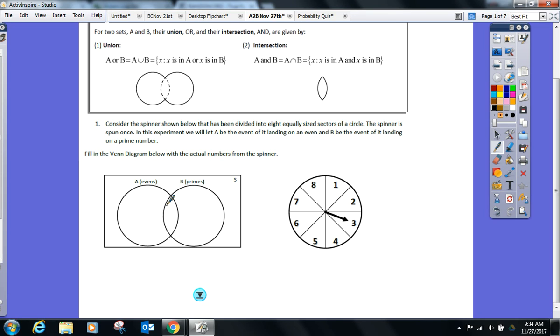So the first one we have is the number 1. I know this is always a tough one to remember: 2 is the first prime number you encounter. So 1 is not prime, and is it even? No, so it doesn't fall in either circle. Where should it go? Somewhere outside.